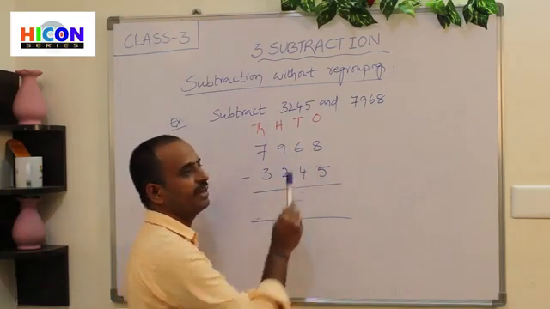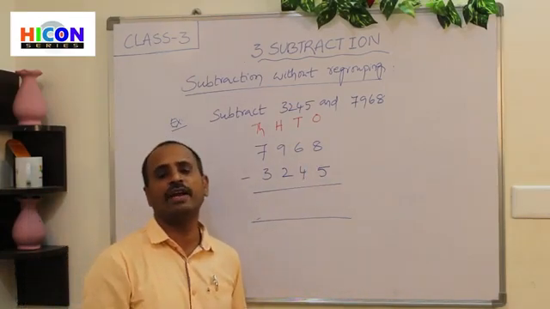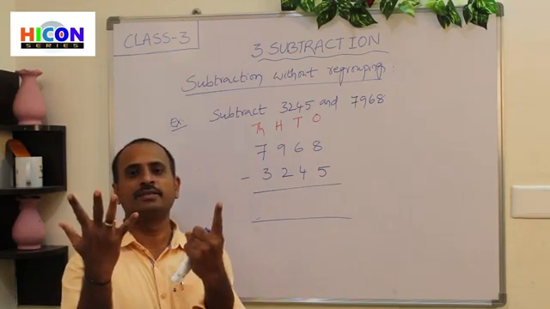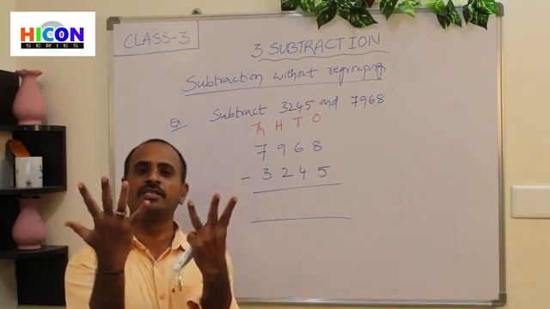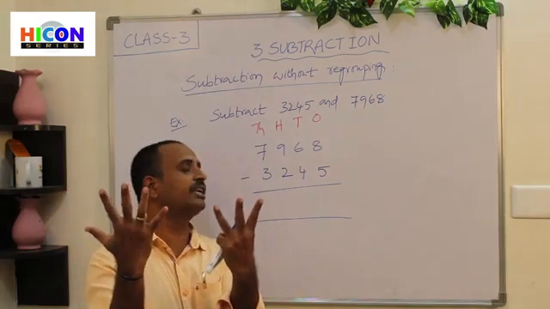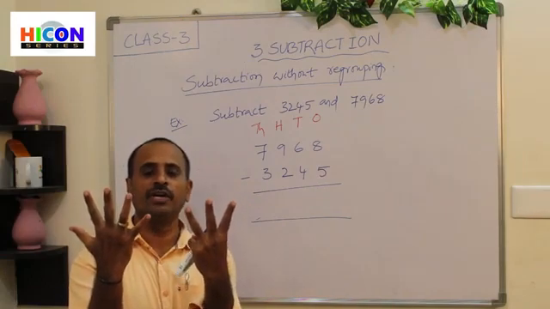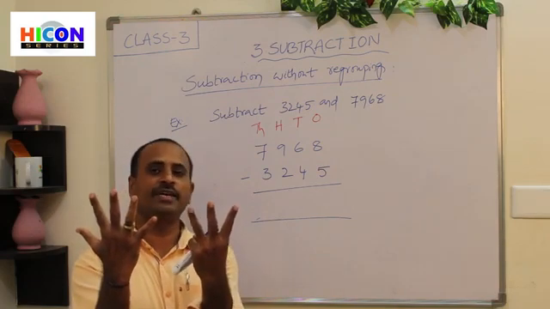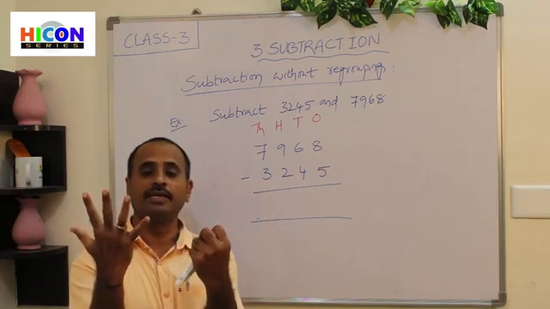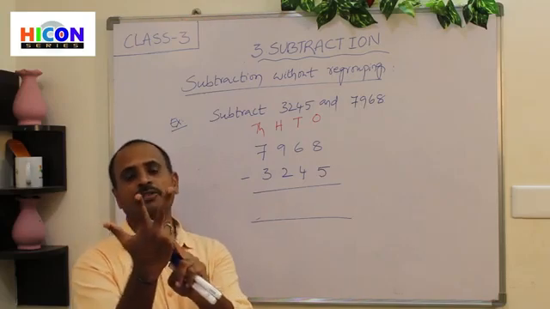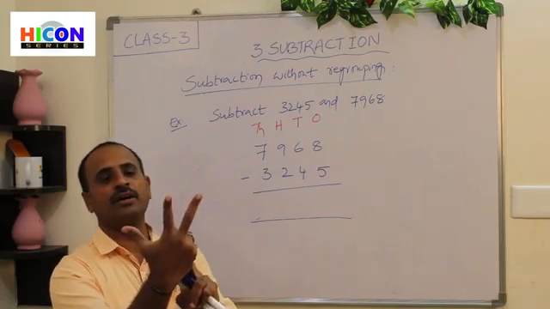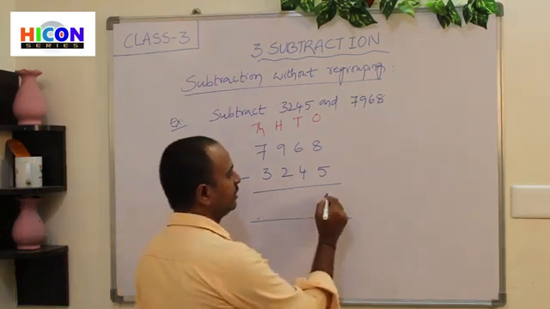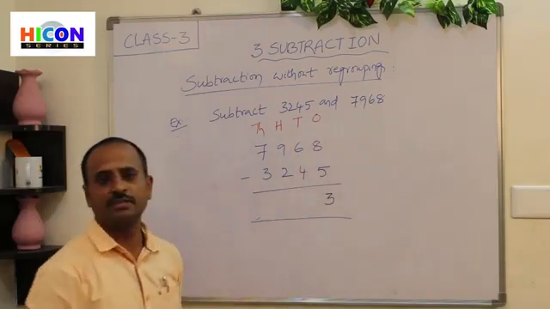So what is the first number here? 8. So open 8 fingers of your hand. 1, 2, 3, 4, 5, 6, 7, 8. Children, these are the 8 fingers. What is the second number in ones place? 5. So close 5 fingers among these 8 fingers. 1, 2, 3, 4, 5. Children, how many fingers are left here? 1, 2, 3. There are 3 fingers left. So write 3 under ones place.